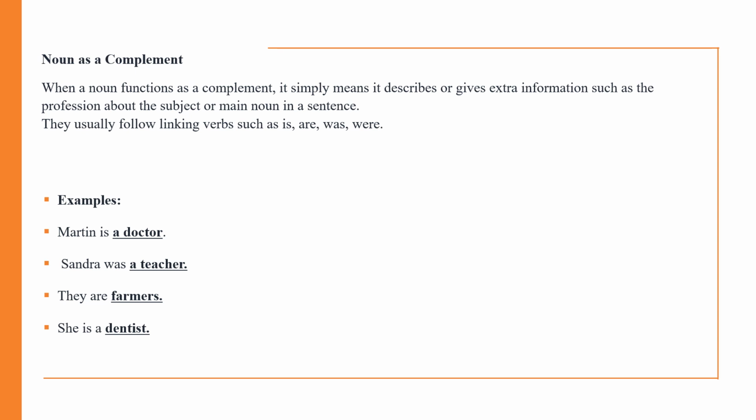So Martin is a doctor. It simply means it's what? It's in the simple present. It's a singular subject being talked about. Sandra was a teacher means it's a singular subject being talked about, but the tense of the verb is in the past. I believe you'll be able to identify the two other examples that were given.